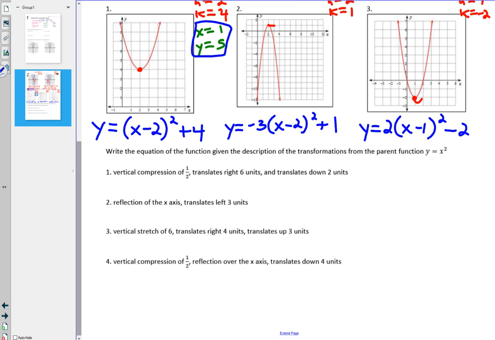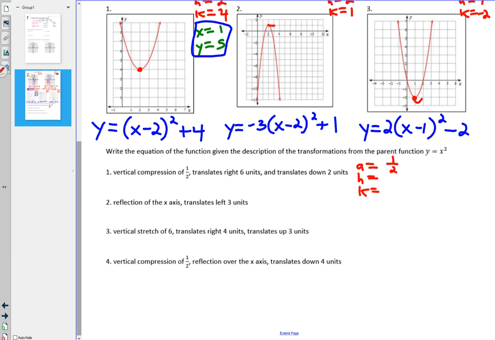Let's do these last 4. Here, all we have to do is write the equation. Oh, they're giving us a description, so let's use this description to identify A, H, and K. If I'm doing a vertical compression of 1/2, what value does that attribute to? What's going to be 1/2? A.